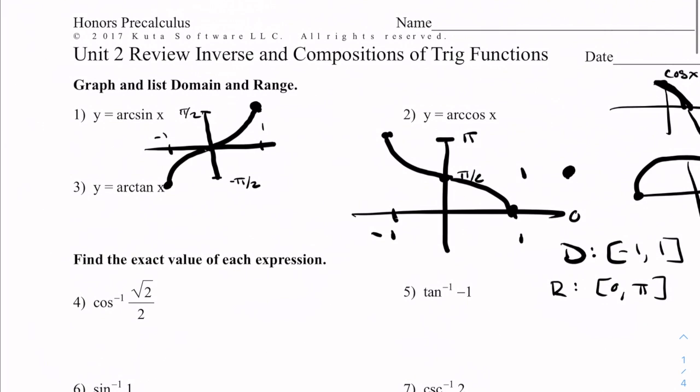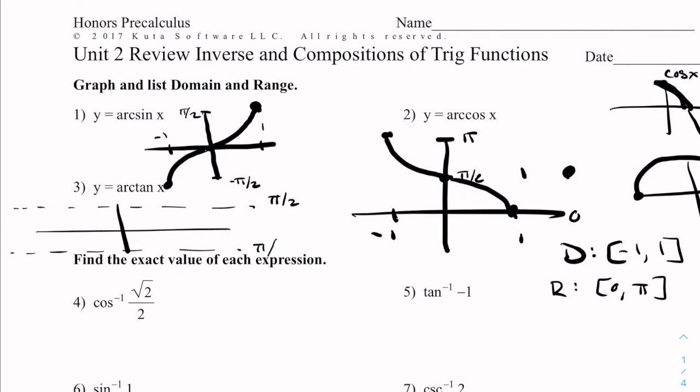For arc tangent, it's a little trickier because we have to remember that we have asymptotes, so we're only looking at one period, negative pi over 2 to positive pi over 2, and we get this interesting function in which the domain is all reals and the range is parentheses, negative pi over 2 to positive pi over 2.